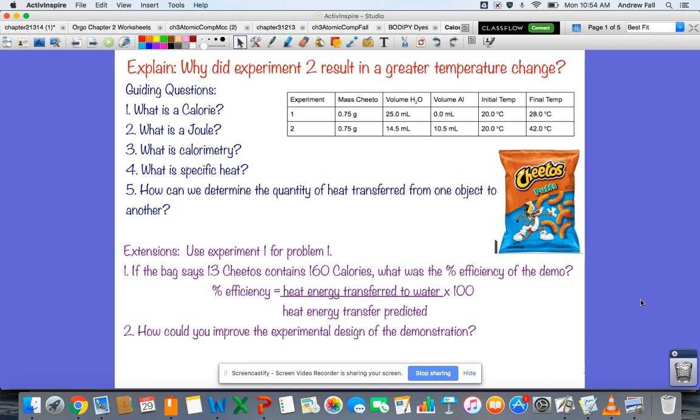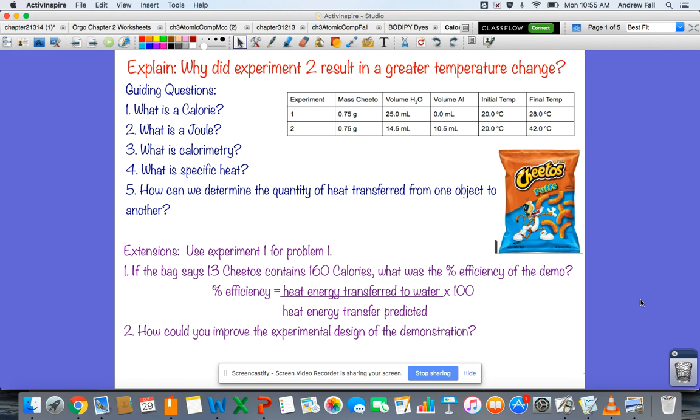In class today, we did a demonstration where we had two test tubes. In one test tube, we had 25 milliliters of water. In a second test tube, we had 14.5 mils of water, and we had an aluminum rod that took up 10.5 mils. So both test tubes had 25 mils of total material.